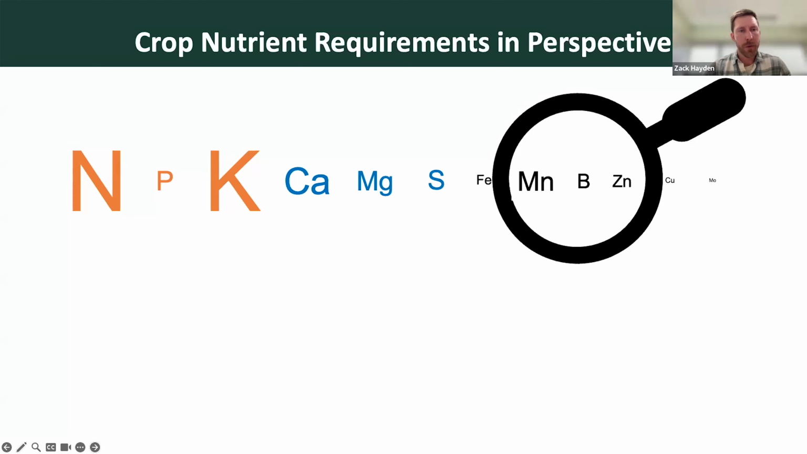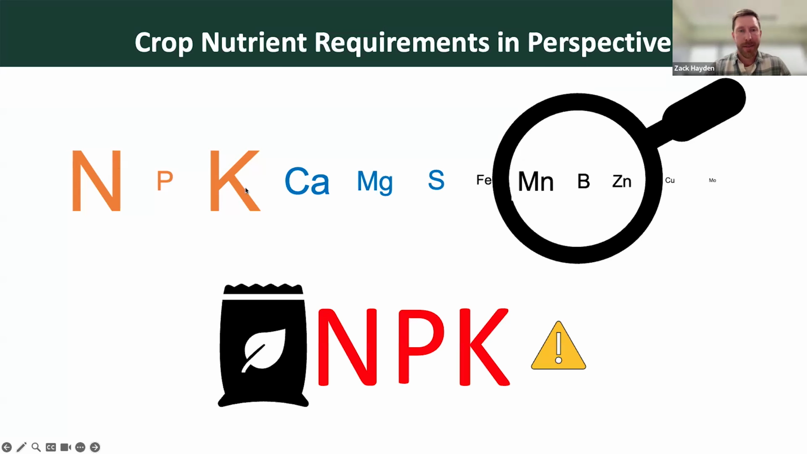Now, I want to talk a little bit. One thing you'll notice is that phosphorus is pretty small here. So it's a macronutrient. It's important, but it is not needed in the same quantities by the plant, and anywhere near as much as nitrogen and potassium.